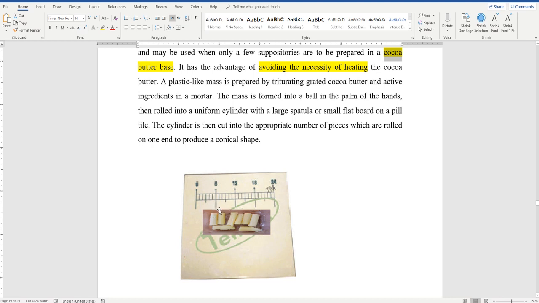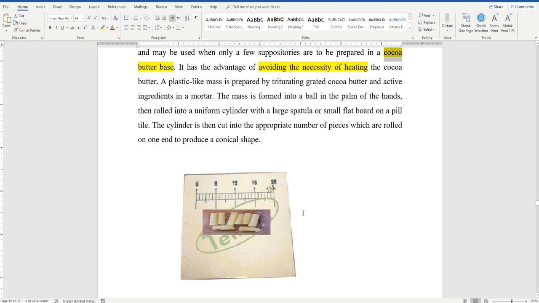So on this board or this tile, you will cut the pipe into equal sizes. This ruler will help you to do that. After you cut it, of course you can cut it with a spatula or something that is flat. After you do that, you go to one end of the piece and taper it, in order for it to take the tapered shape, so that it can be easily inserted.